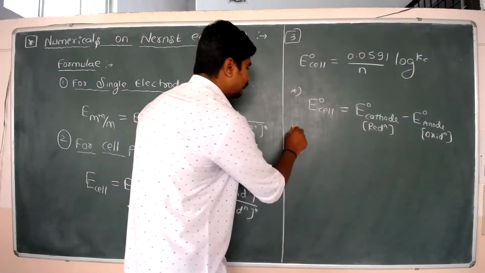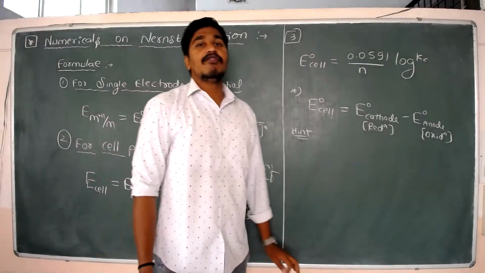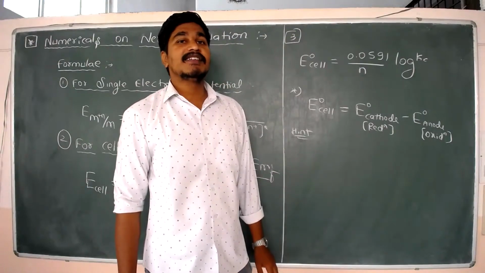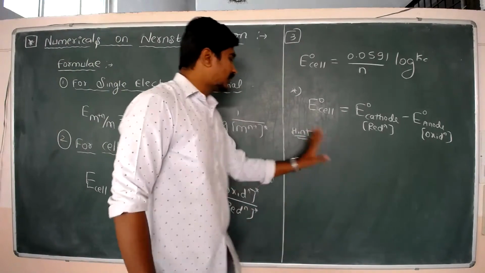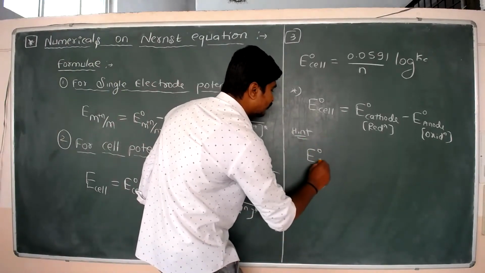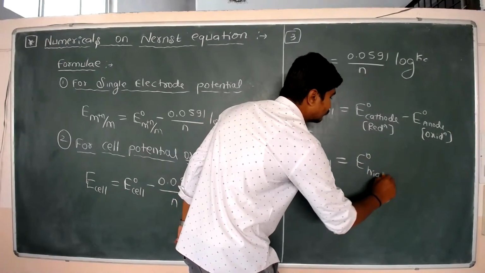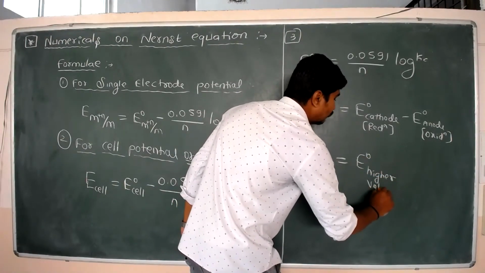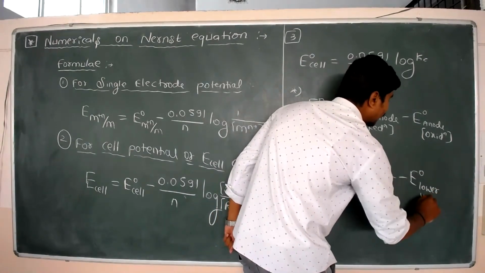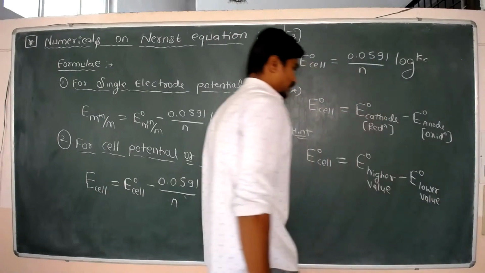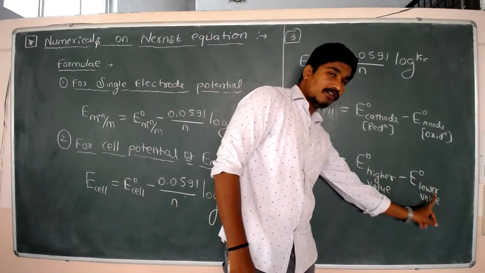Next, a simple hint I will give for calculating the E naught cell value. Sometimes you don't know which metal is undergoing oxidation and which metal is undergoing reduction. You don't know, correct? For that, the hint is: E naught of cell is equal to E naught of higher value minus lower value. The formula is E naught of higher value minus E naught of lower value.